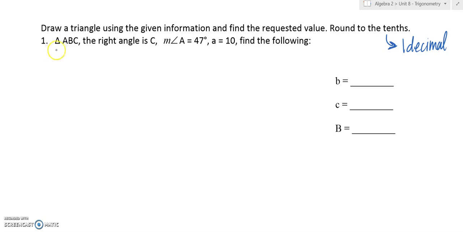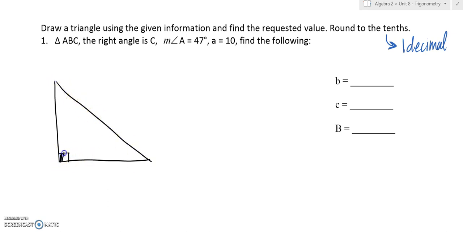And then it says you're given a triangle ABC. The right angle is C. Angle A is 47 degrees. Side A, because it's a little a, is 10. Find the following. We're going to find little b, little c, and big B. Big B would be an angle. Okay, right triangle. Let's draw this in.